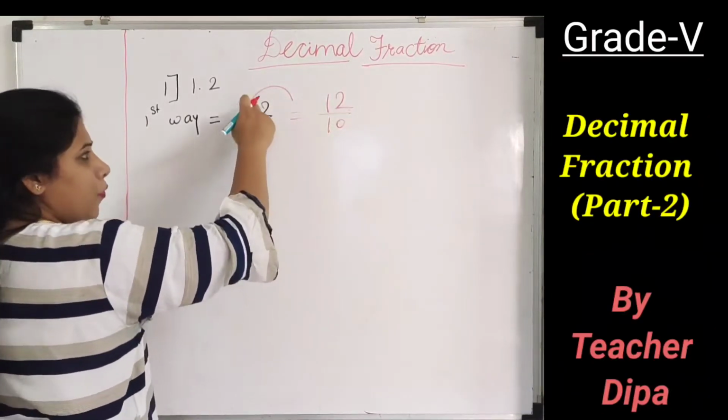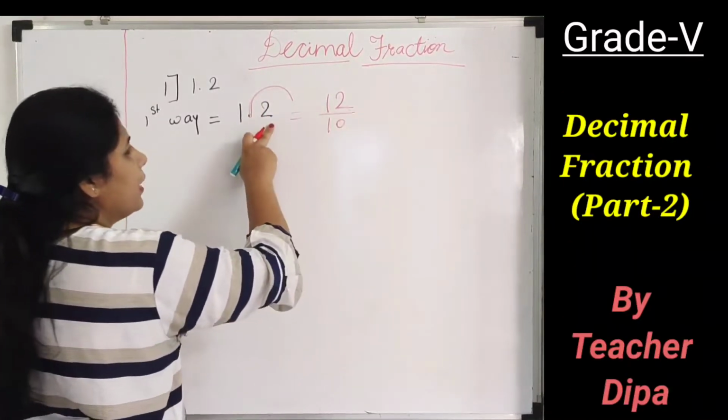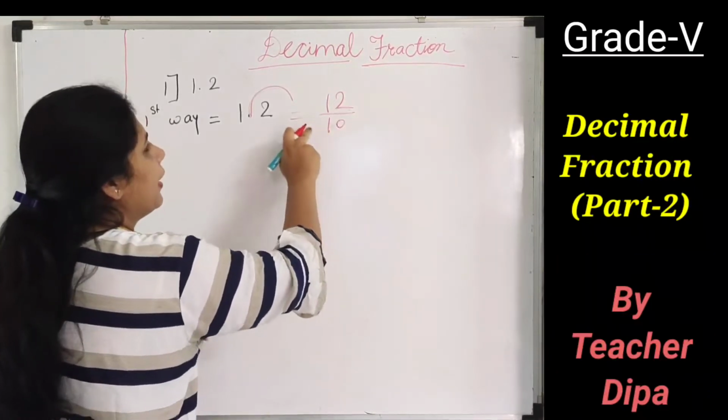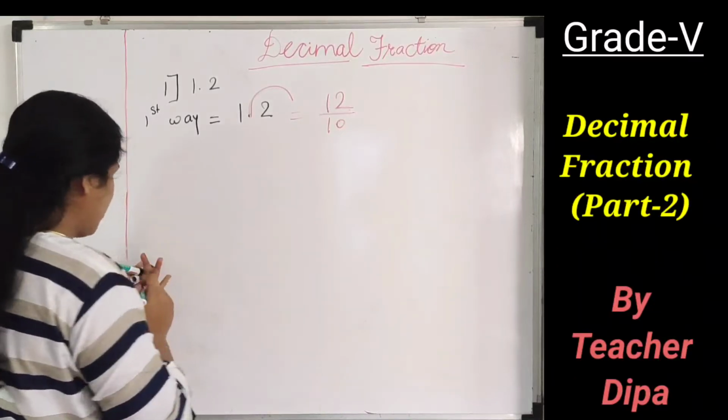It means while removing this decimal point, we just have to see how many numbers are there after the decimal point, and that many zeros should be added after the 1. Right? This is the first way to solve the sum.